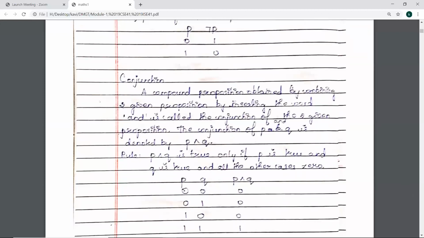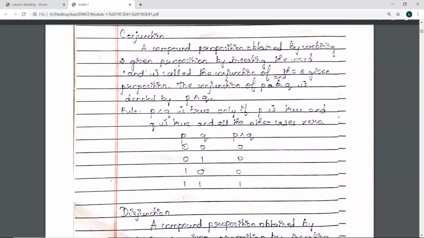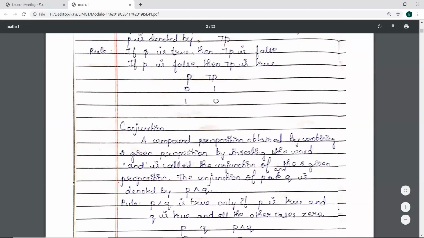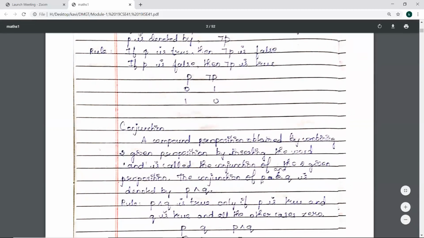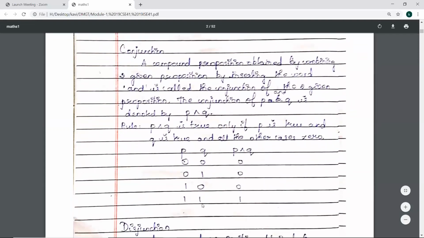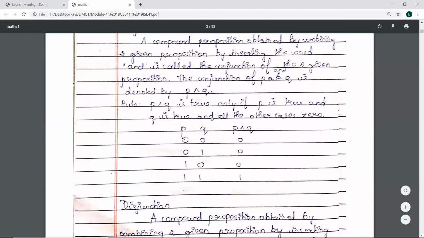Next logical connective, conjunction. A compound proposition obtained by combining two given propositions by inserting the word and is called the conjunction of the given propositions. The conjunction is denoted by this symbol, P and Q. The rule for conjunction is: P and Q is true only if P is true and Q is true, and in all the other cases it is 0.